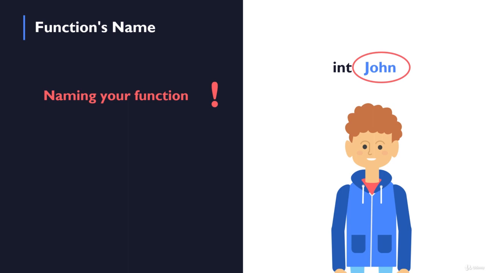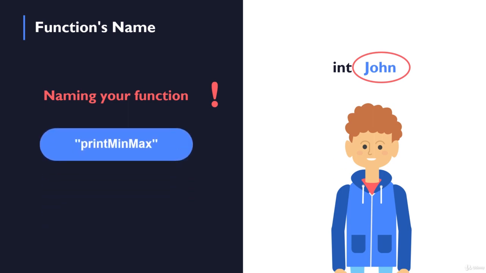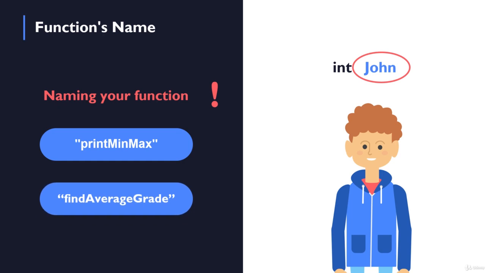So the function name may be at least print min max, okay? It says what this function will do. It will print minimum and maximum. Or maybe if we have some other function that calculates the average grade, then in this case, we will call this function find average grade, okay? So we see the name of the function and we understand what this function mainly does, okay? So the general concept of the function we can guess just by reading its name, and that's very important.